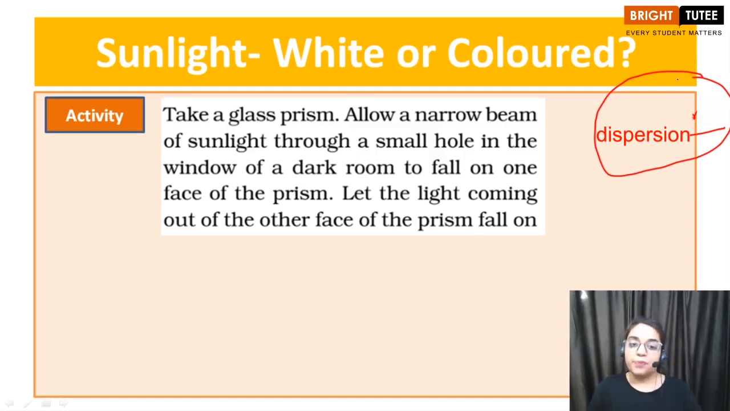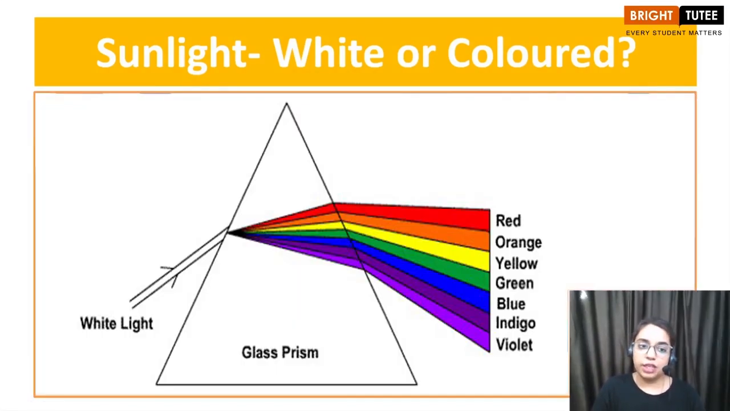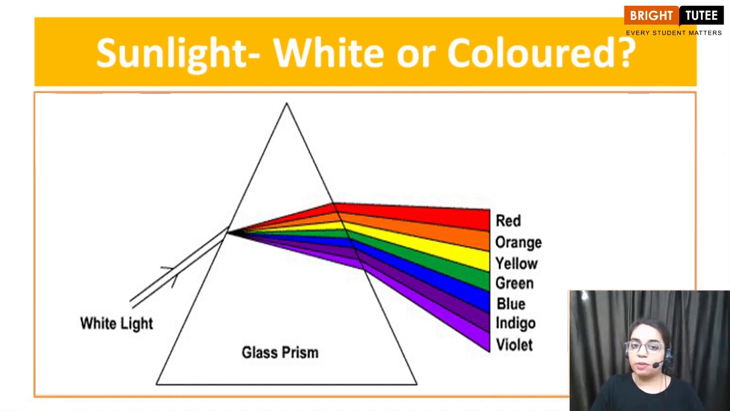So children, if this question comes in an examination in the form of an activity or experiment, first you will write the aim, materials required, procedure, observation and conclusion. Okay, but now I am discussing with you this activity. Okay, we have to take a glass prism which looks something like this and allow a narrow beam of sunlight through a small hole in the window of a dark room to fall on the face of the prism.